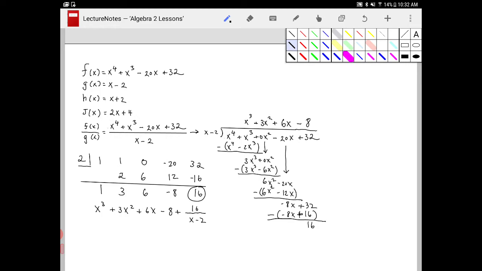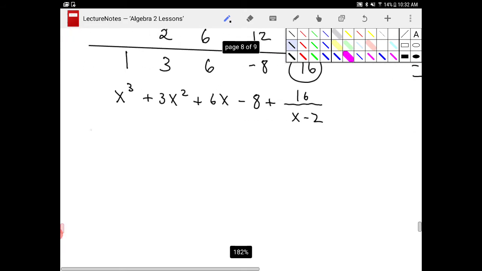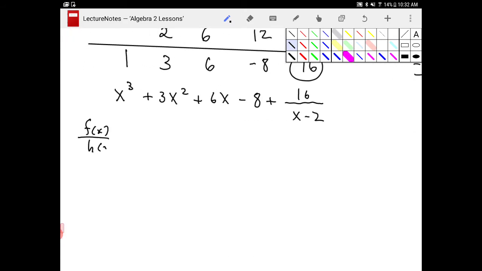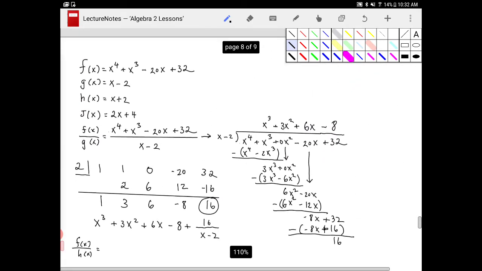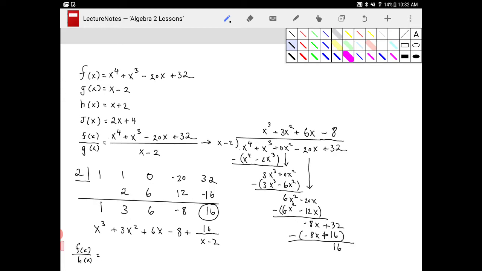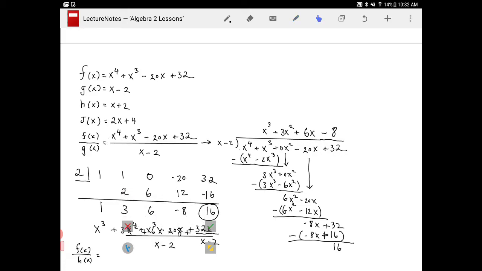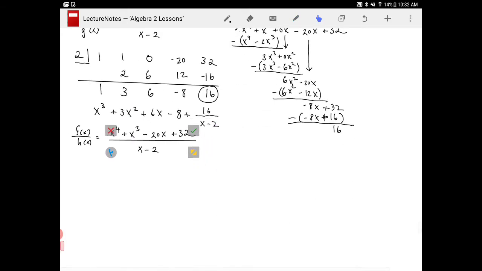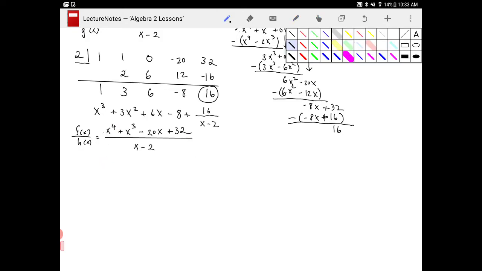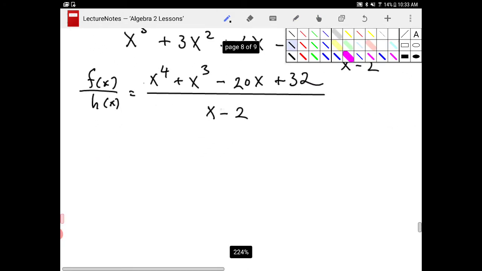Let's try another example. I have x plus 2 here. Let's try f of x over h of x. So we're going to figure that out. F of x divided by h of x. So again, this time, h of x is x plus 2. So it's essentially the same problem. The difference here is, instead of dividing by x minus 2, I'm dividing by x plus 2. So how will that work? Well, the divisor here, the x plus 2, what I do is I'm going to extract that information there. So instead of writing plus 2, I'm going to write negative 2, okay?